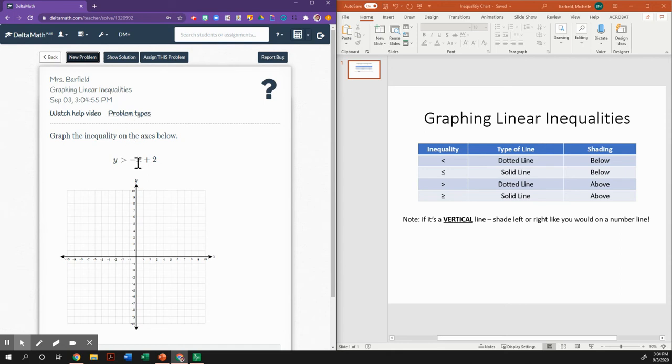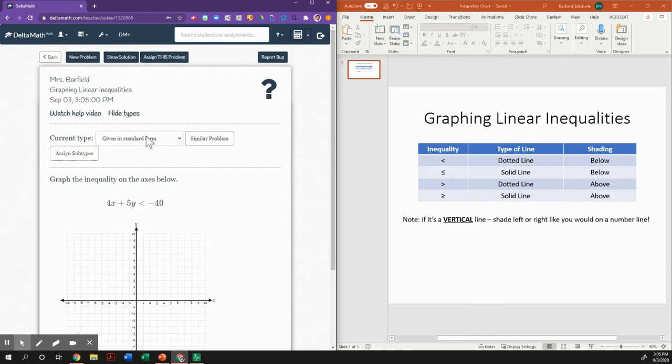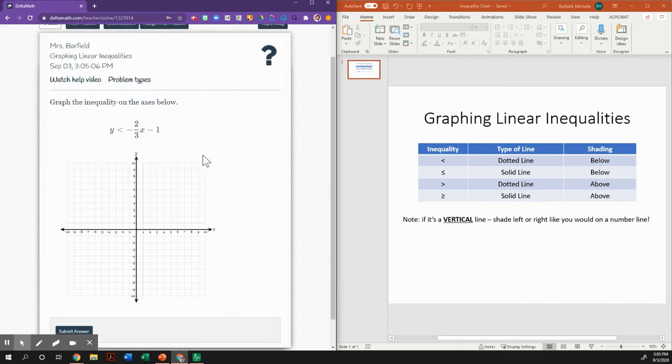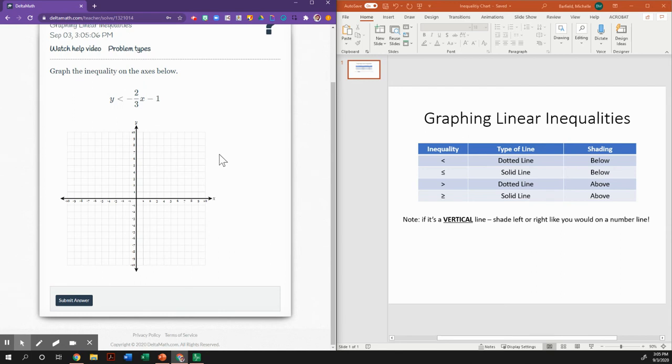Okay, new problem. All right. So y is greater than. We just did a greater than. So I'm going to switch problem types. You have a certain problem type. So I just have to flip through. Okay. All right. Perfect. All right, so y less than negative 2/3 x minus 1. Okay, so I'm going to go minus 1. That's my starting point. And then my slope is negative 2/3.